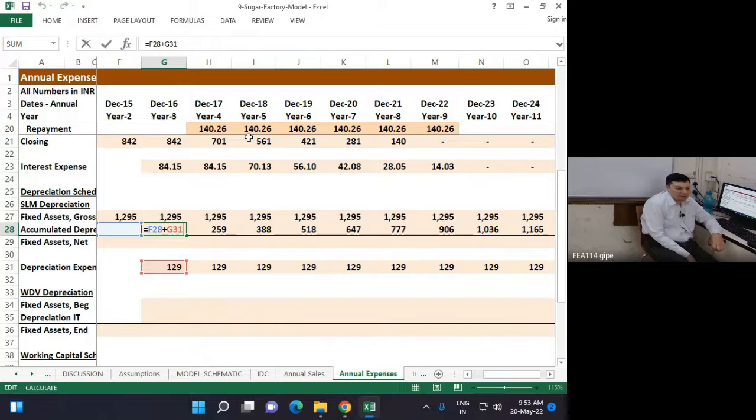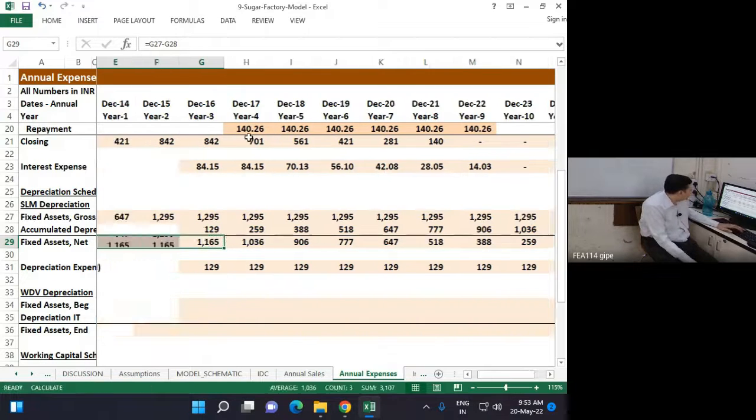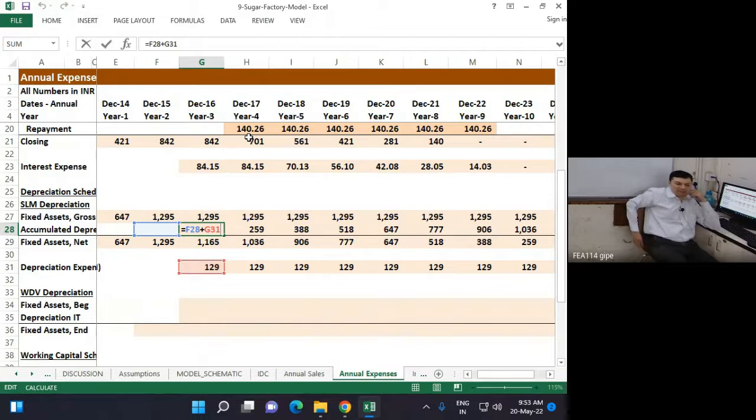It will be 1295. Assets will get fully depreciated by end of life. Last year accumulated depreciation will be 1295. Therefore, net assets will be 0. So in the last year the asset is becoming nil, and that is for the net. The accumulated depreciation formula is: last year accumulated plus amount of depreciation charged in the current year.